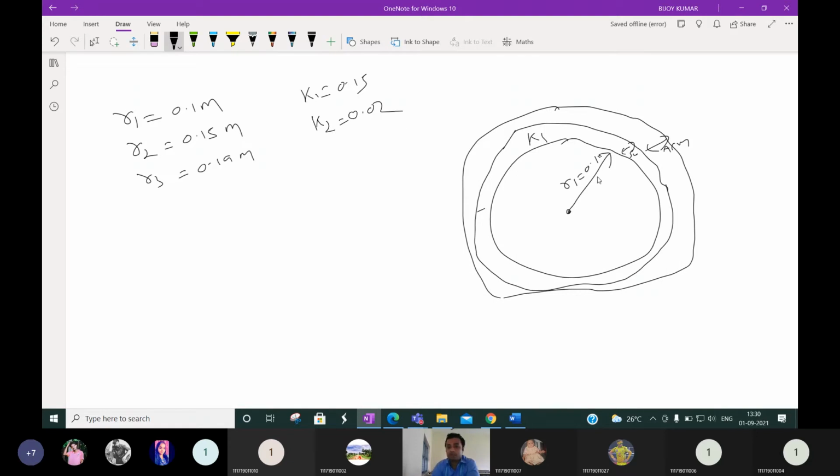Suppose the temperatures are T1, T2 and T3. It was given the temperature of the outer surface of the pipe, which means T3. It is given as 175 degrees centigrade. And the temperature of the outer surface of the first insulation, which means T2, is given as 50 degrees centigrade. So you have to find the value of Q. How to find out the Q value? Can anyone say?